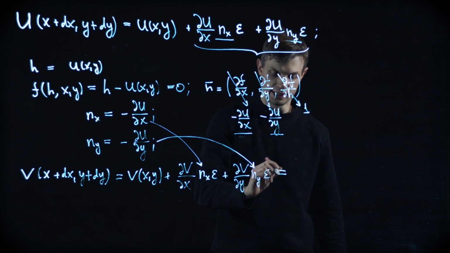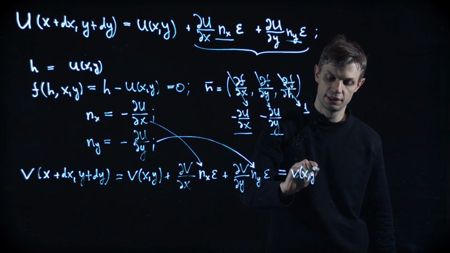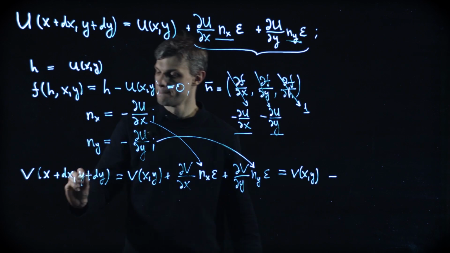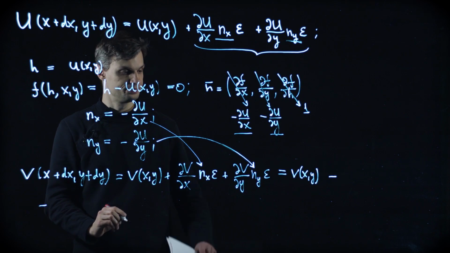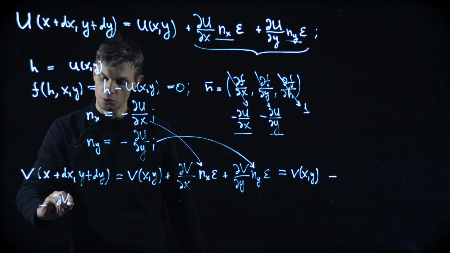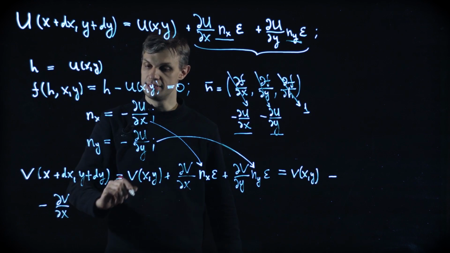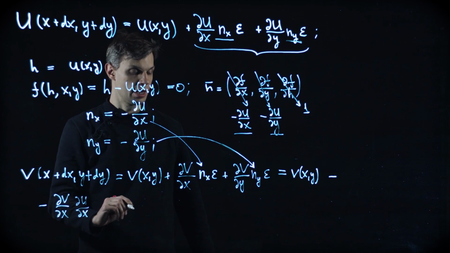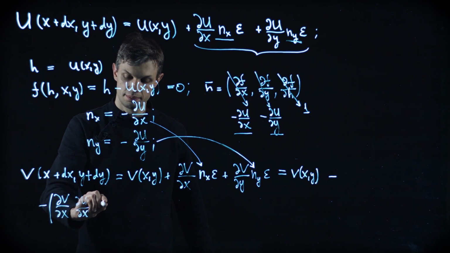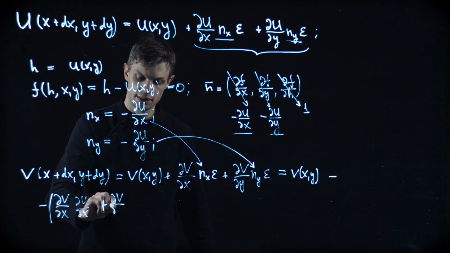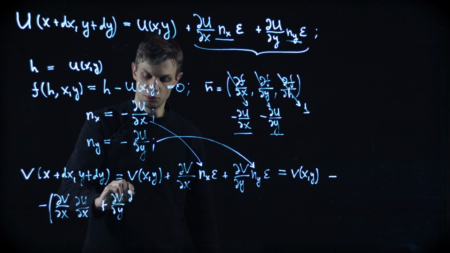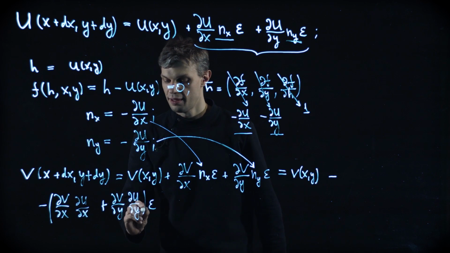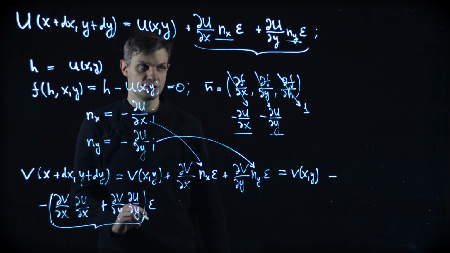Let's see what is happening. So this is the initial value of our v function. And now, all right, minus dv over dx times du over dx, the bracket plus dv over dy times du over dy, epsilon. Well, this thing actually has a very simple structure.